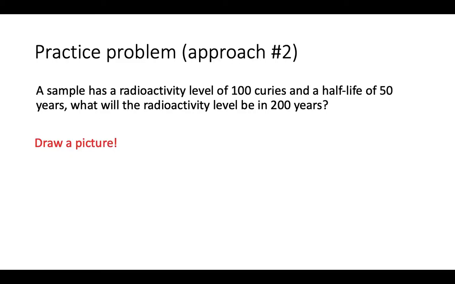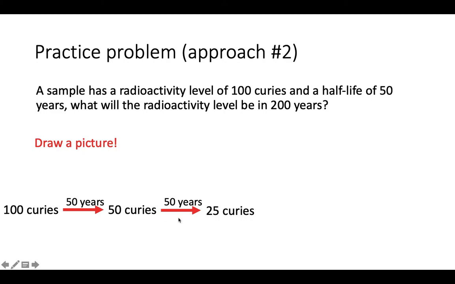The way I like to solve most math problems is by drawing a picture. So we start with 100 curies, and every half-life is 50 years. So 50 years go by, and it gets cut in half to 50 curies. Another 50 years goes by, it gets cut in half to 25. Another 50 years, it gets cut in half to 12.5. Another 50 years gets cut to 6.25. So we've had 4 half-lives go by. 4 half-lives, each half-life is 50 years. 4 times 50 is 200. That's the amount of years the problem is asking for.